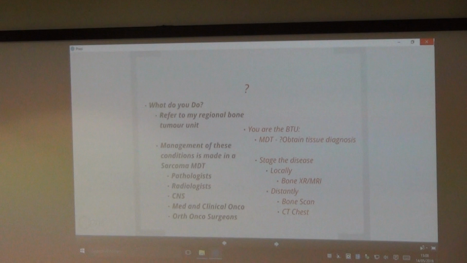Then the question moves on. So, okay, you work in the bone tumour unit. What is your primary aim? It is to obtain a diagnosis, stage the disease locally, and then stage the disease distantly. So that's a nice phrase to use. You think, I want to confirm the diagnosis, and then once I've done that, to stage the disease process. The staging consists of local and distant staging, and we'll look at different examples of how we can do that.